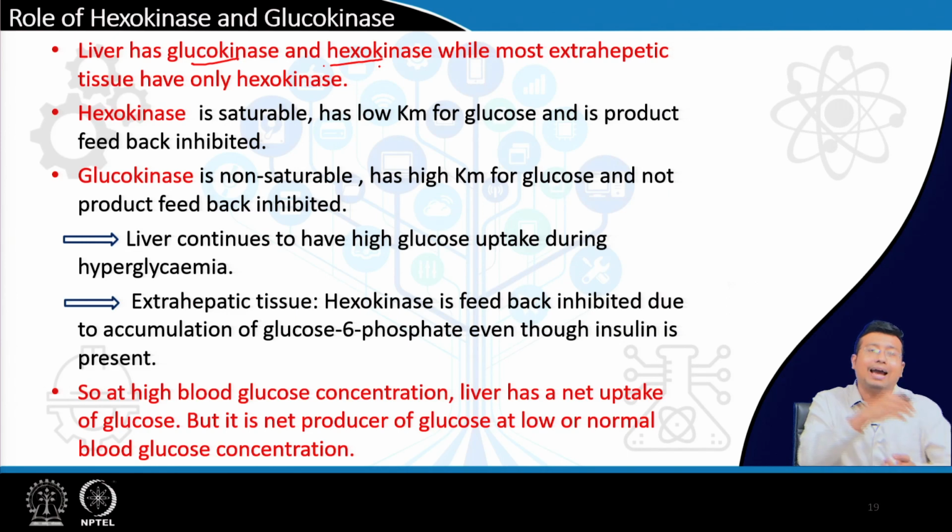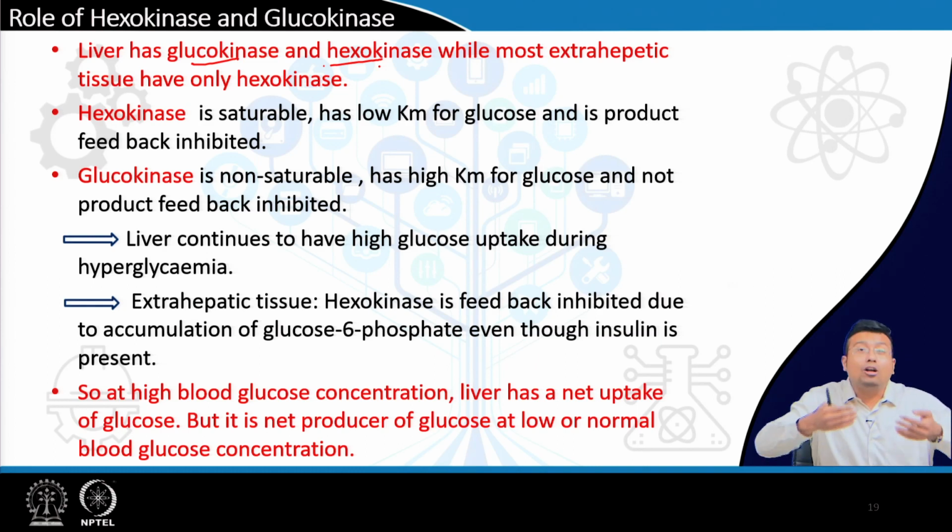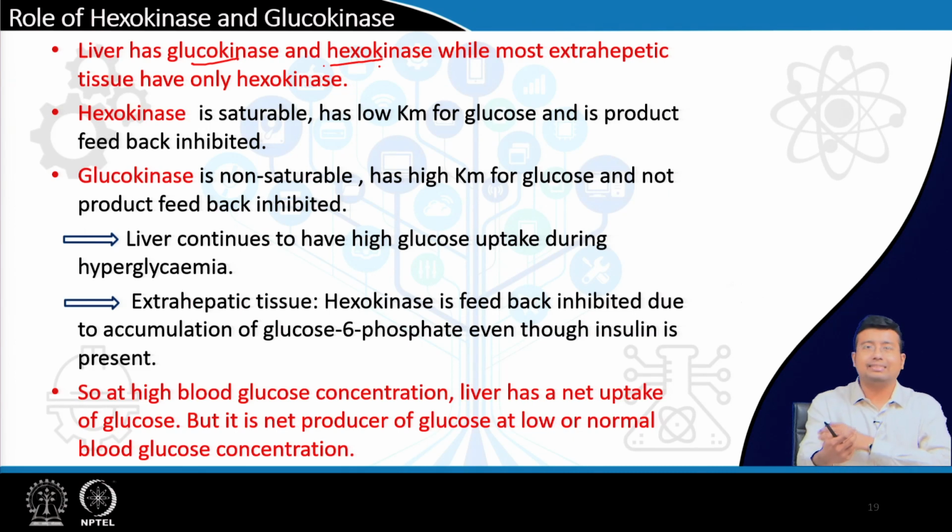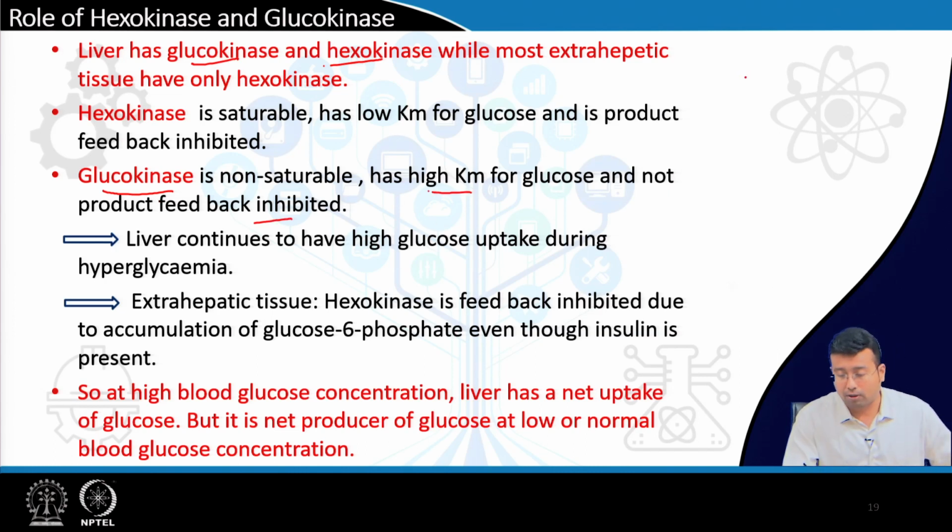Unlimited uptake at the cellular level is not possible. So, if glucose level is very high, excess glucose cannot be taken up by the cells and stored, but the liver can do that. How? It's because glucokinase is non-saturable, it has got high Km for glucose and it is not product inhibited. Very important, glucose is getting converted to glucose 6 phosphate.